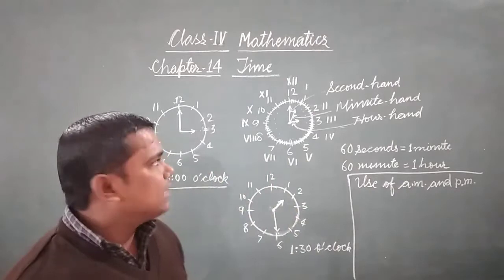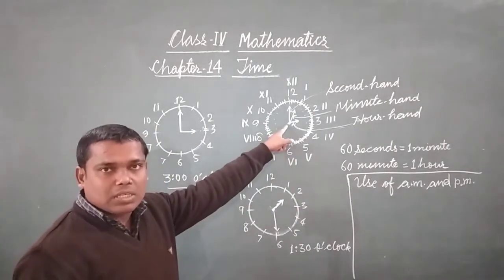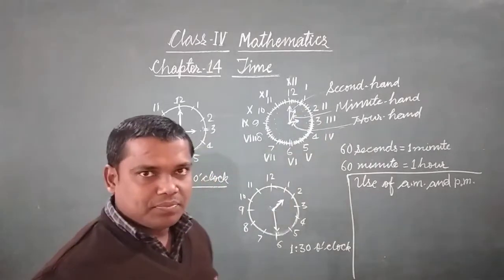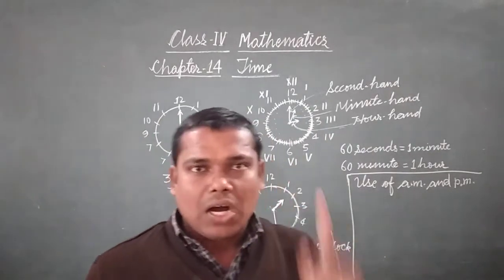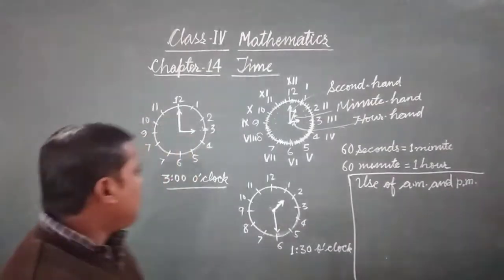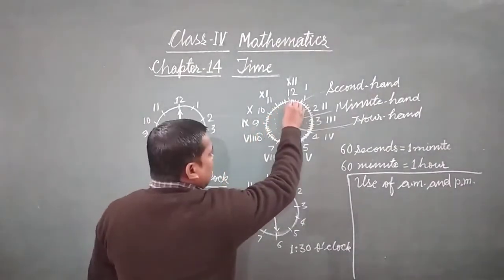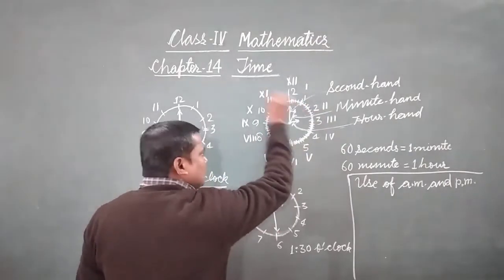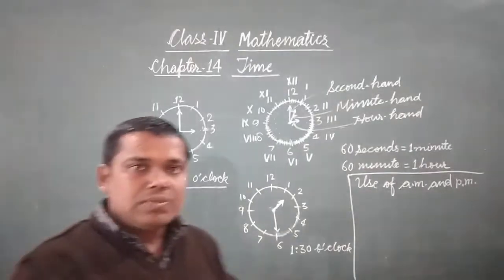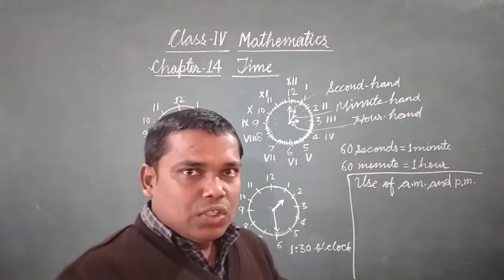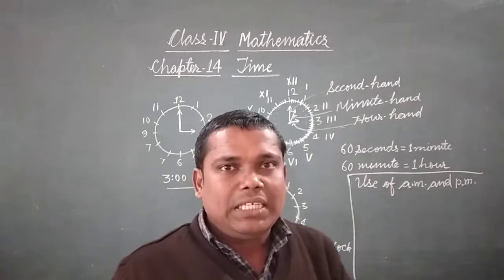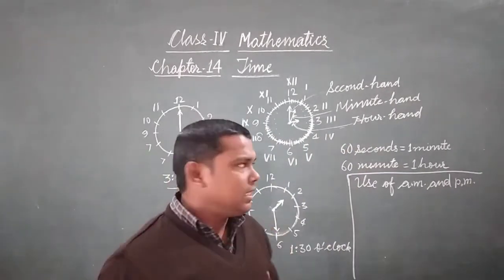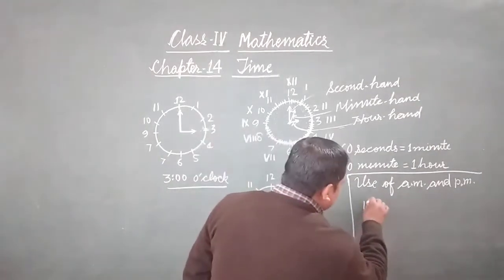You know, in one day, the hour hand of the clock completes 2 rotations. Means from 12 to again 12, and again from 12 to 12. Means in the 12-hour system we will say. So when we write the time in AM and when we write the time in PM, this we have to understand.